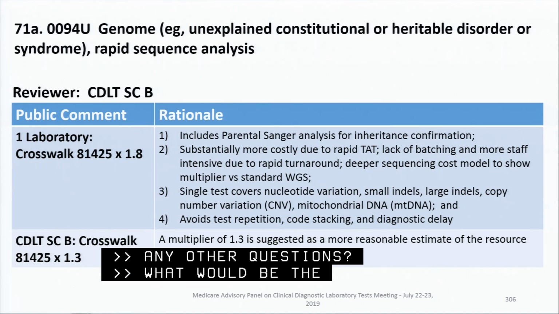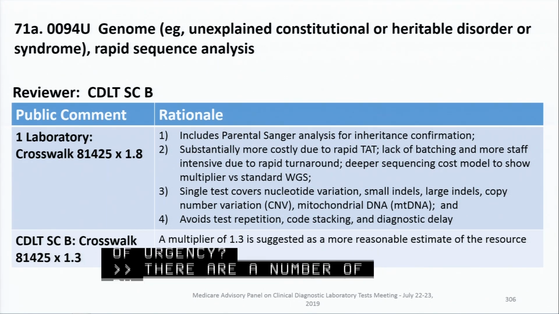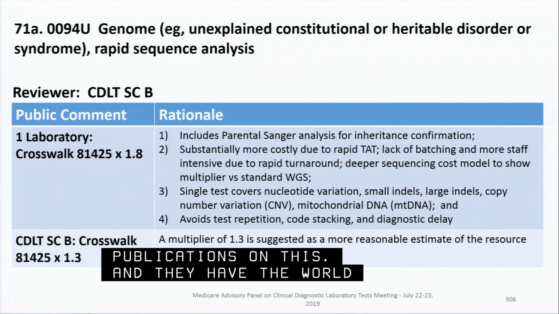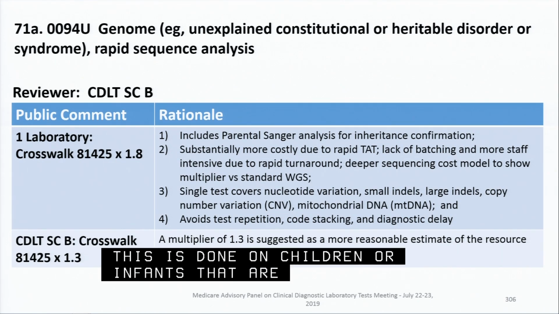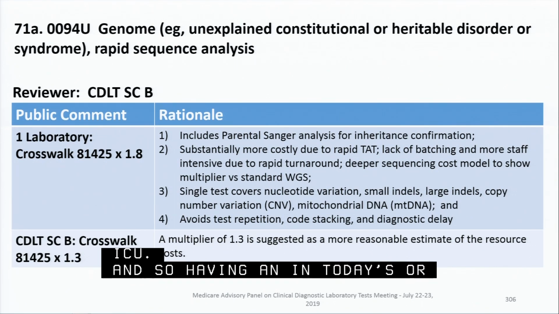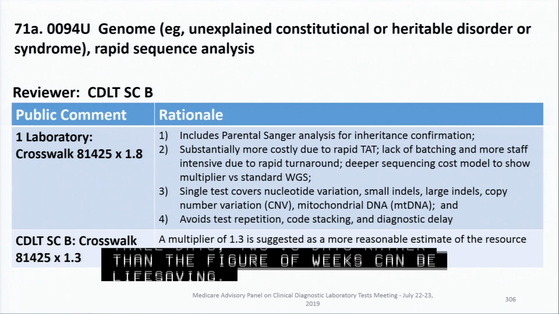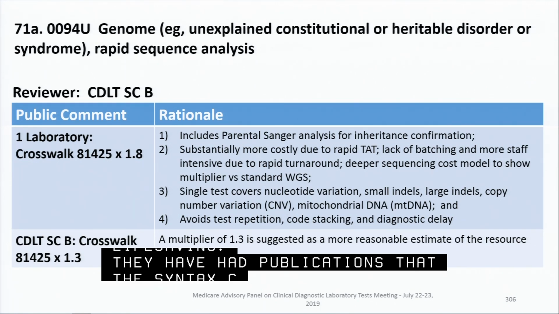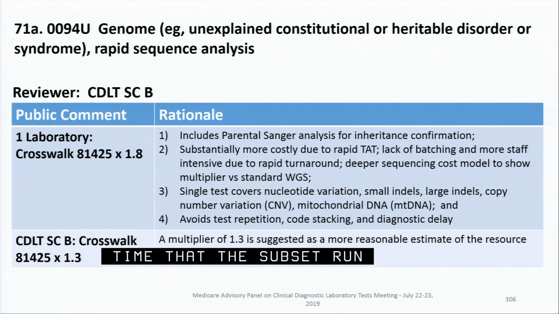There are a number of publications on this, and they have some of the world-leading people in the field working on this. I'm only here as a consultant to the company. But this is done on children or infants that are literally in critical care, in the ICU, for example. And so having an answer in 2 or 3 days, 2.5 days, rather than a period of weeks can be life-saving. And they've had publications showing that this impacts care 40, 50% of the time, and the subset that are run urgently are because it needs to be run urgently. And you truly don't know what's wrong with the child. They may have a de novo crippling mutation.